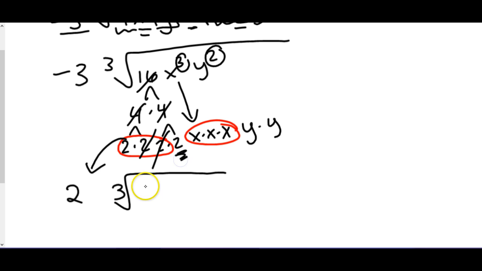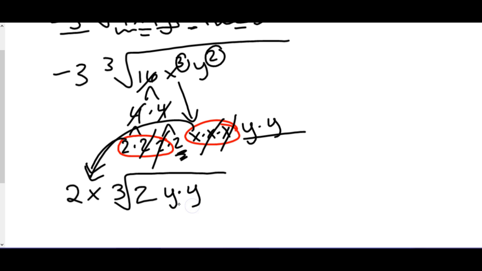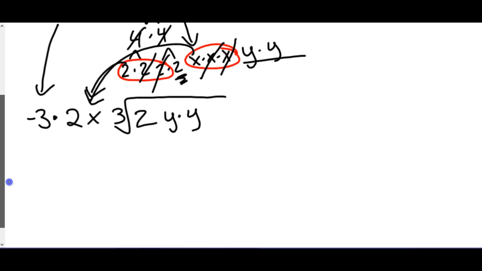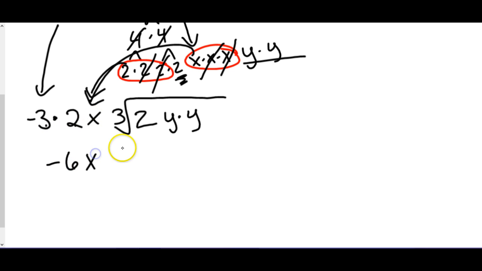It's kind of a depressing story, but it helps you remember what you do. This poor little 2 all on its own didn't have anyone to plan a breakout with, so he was stuck inside. It's the same thing with the x's. One of them makes it out alive. The other 2 don't make it. And then the y's, they didn't have enough people to plan the breakout, so they're still left inside. And if there was a number outside, it's still going to remain outside, and this will still be multiplication. So then we multiply everything back together. Negative 3 times 2 is negative 6x. And then 2y times y is y squared.